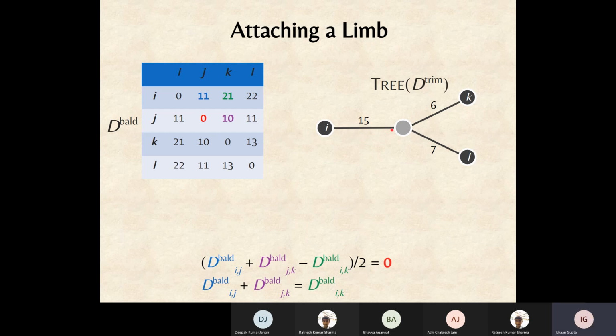Which essentially means that the point, right, at which you have to do the attachment, lies between I and K. Is this clear to everybody? Is this explanation clear to everybody?